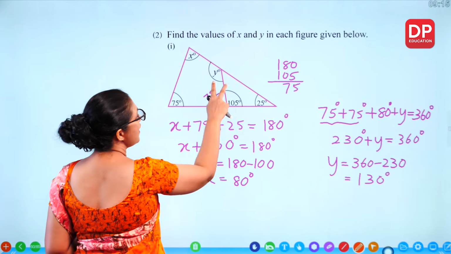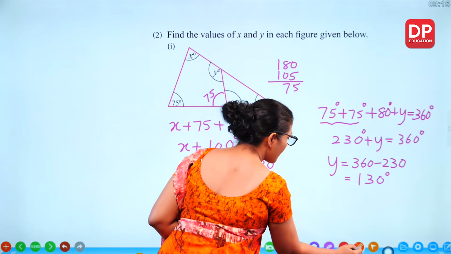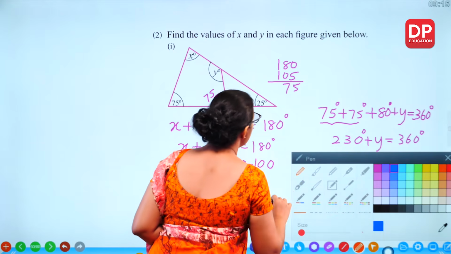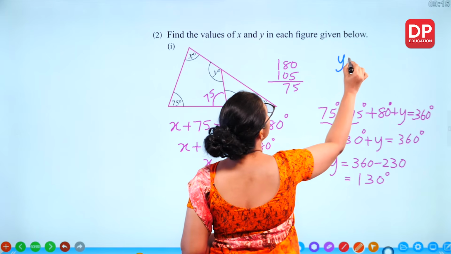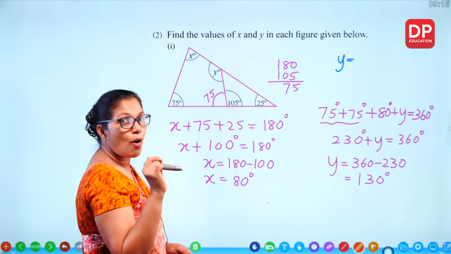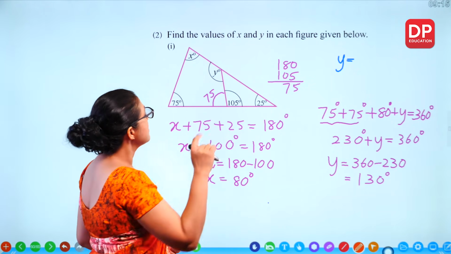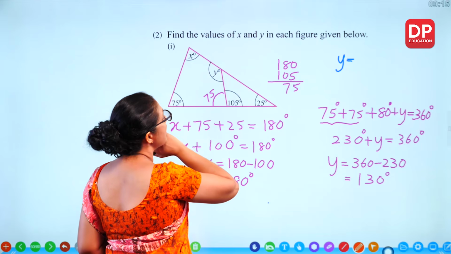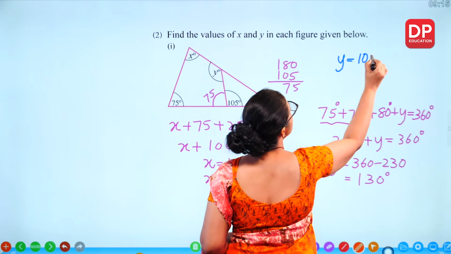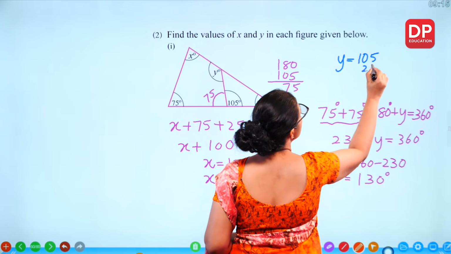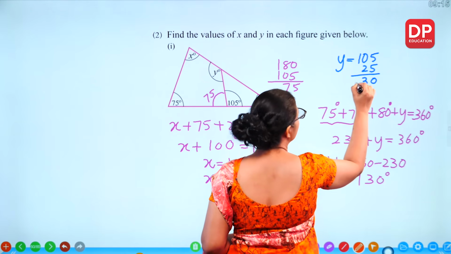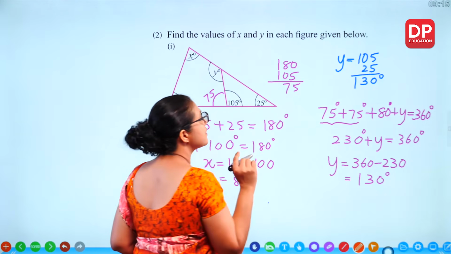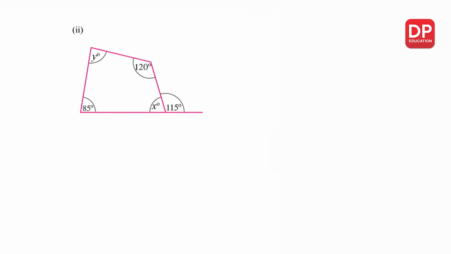Here, without using that, what do you know about these two? You can easily find out y using another method. The sum of opposite interior angles is the exterior angle. So you can use that way also. 105 plus 25. So 130 degrees.